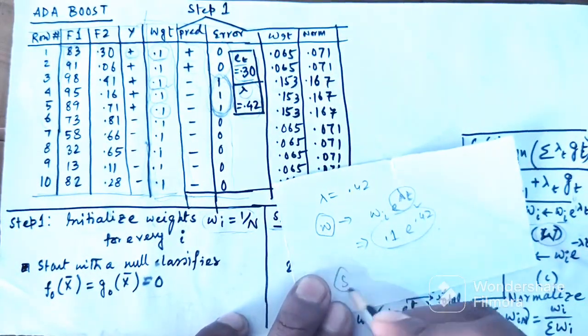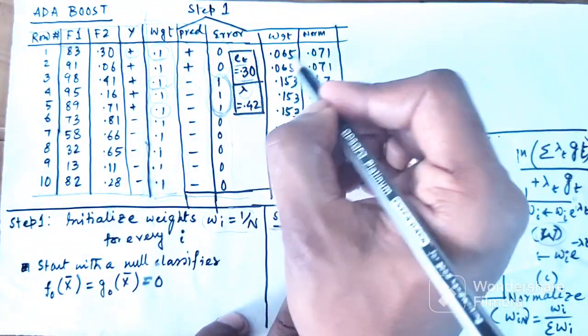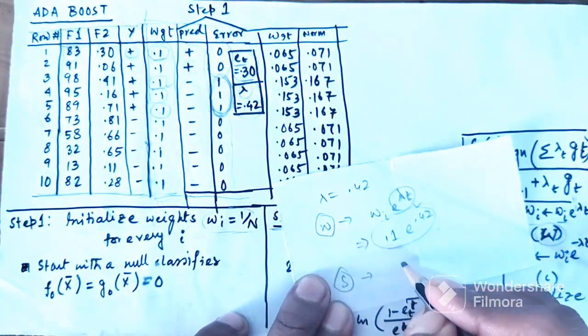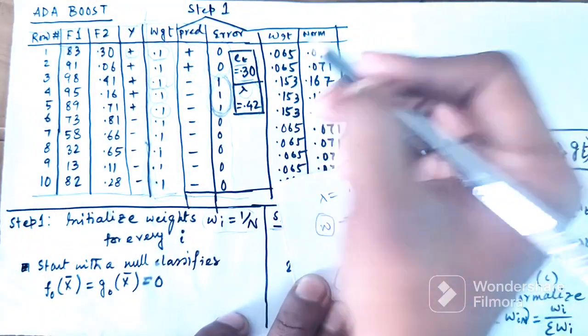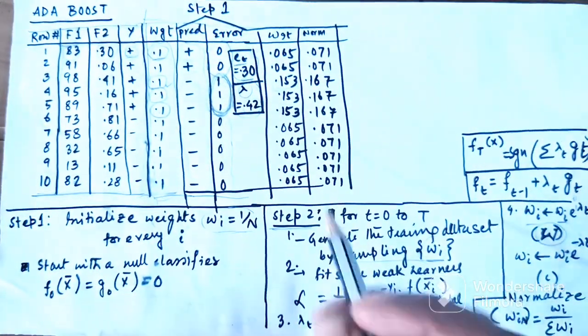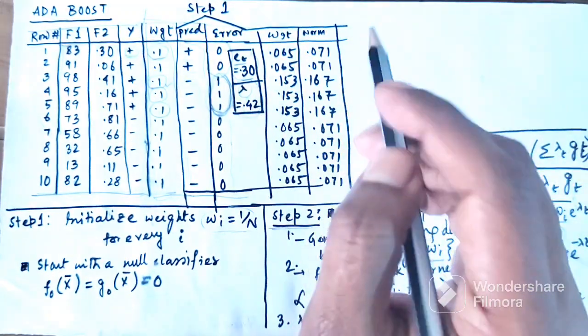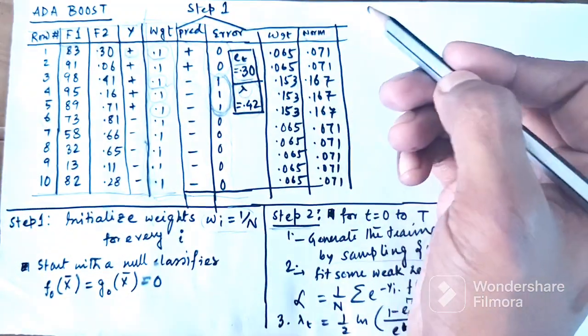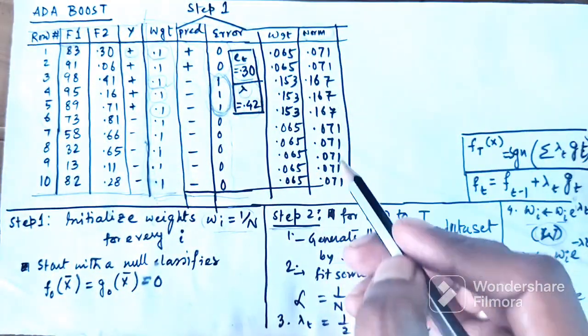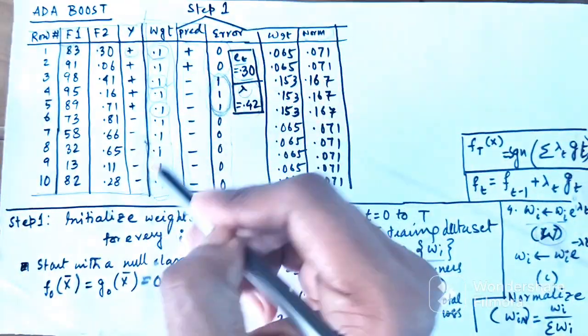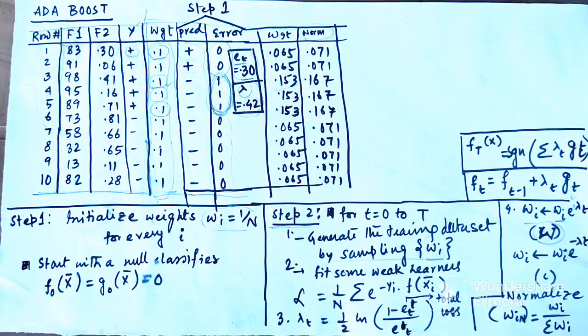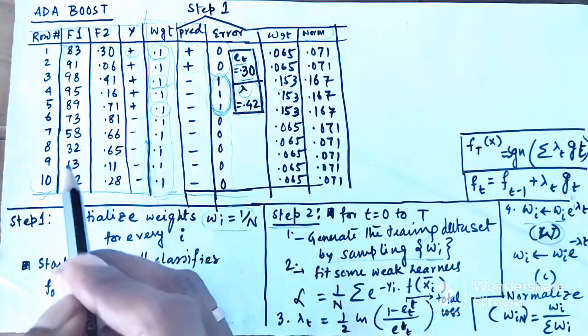For the strong learners, what will this be? How will this come? That is nothing but 0.1 into e to the power minus 0.42. From here you can easily compute it, correct? Now the weight is generated, and now we have to compute the normalized weight. What is this normalized weight? Earlier, if you can see, the summation of all these 0.1s makes 1, correct? Because we have 10 samples.